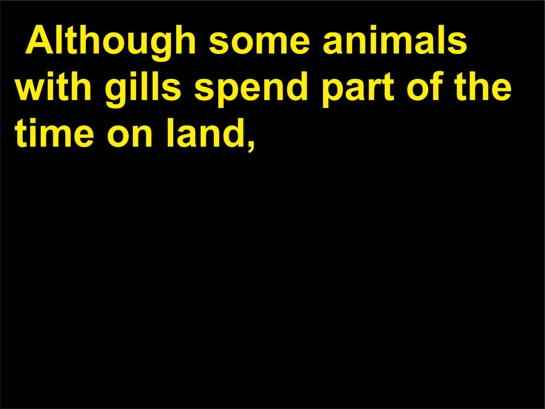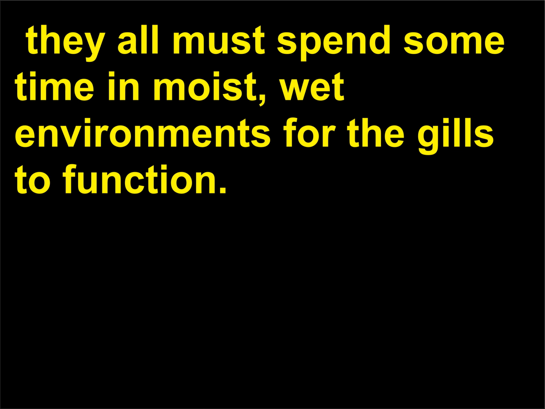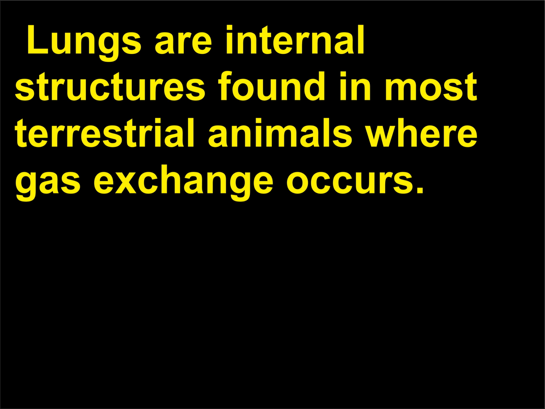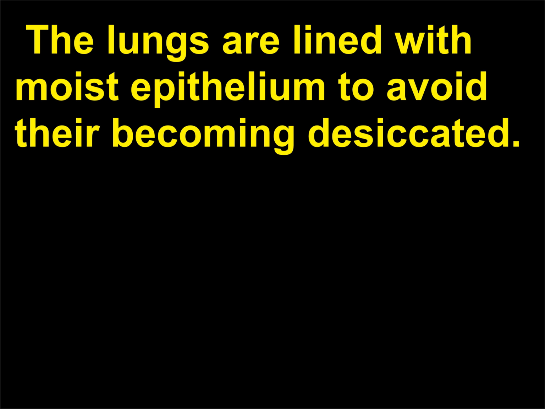Although some animals with gills spend part of the time on land, they all must spend some time in moist, wet environments for the gills to function. Lungs are internal structures found in most terrestrial animals where gas exchange occurs. The lungs are lined with moist epithelium to avoid their becoming desiccated.